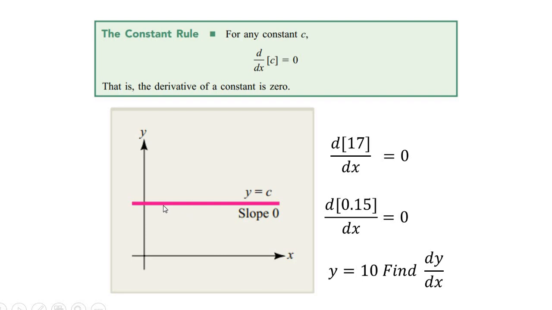Why are we getting a 0 if we are differentiating a constant? Because if you look at a constant line, there is no slope. So for all constants, there is no slope, so the slope is equal to 0. There is no change in the slope.